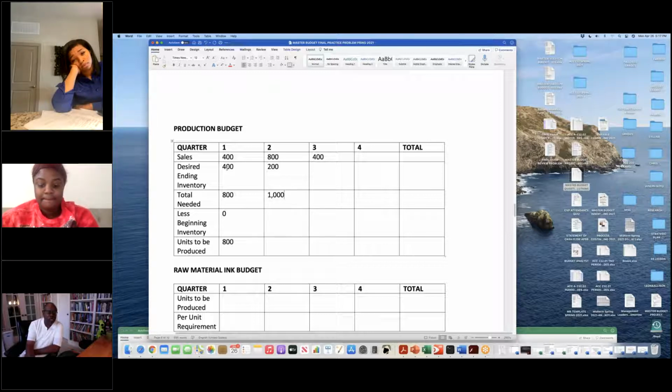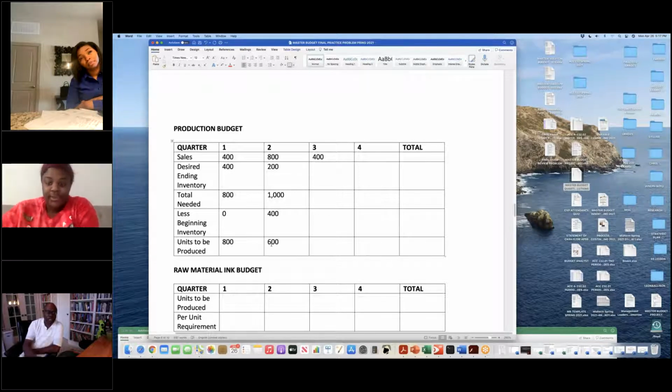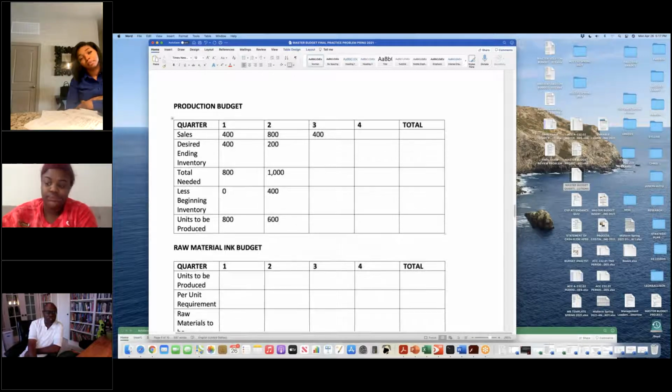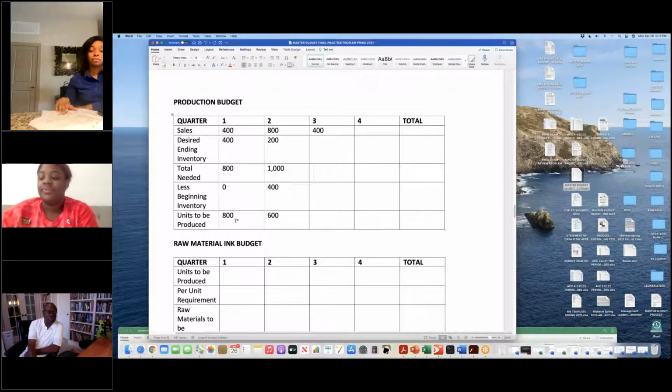But guess what? We already have produced 400, the 400 that we desired in the inventory. So therefore, we only need 600 to be produced in the second quarter. I'll expect you to be able to go through the rest of this and finish that production budget. But the key thing to get your C on the final is you just have to be able to do the first two quarters.